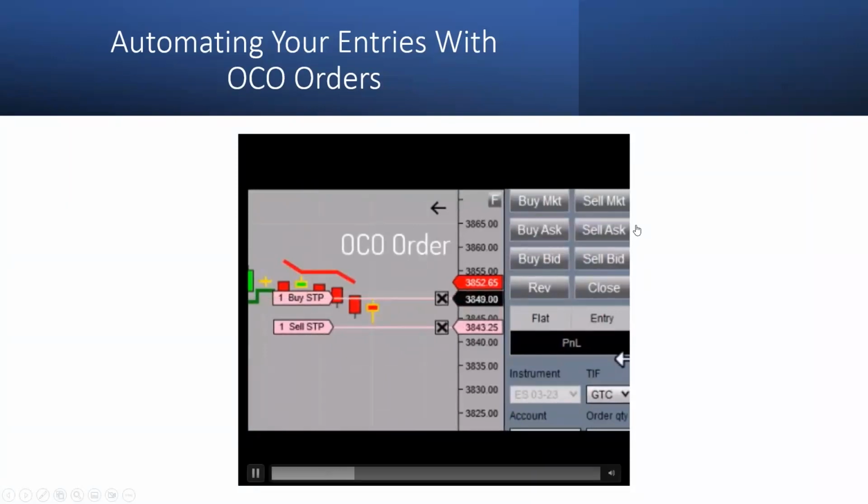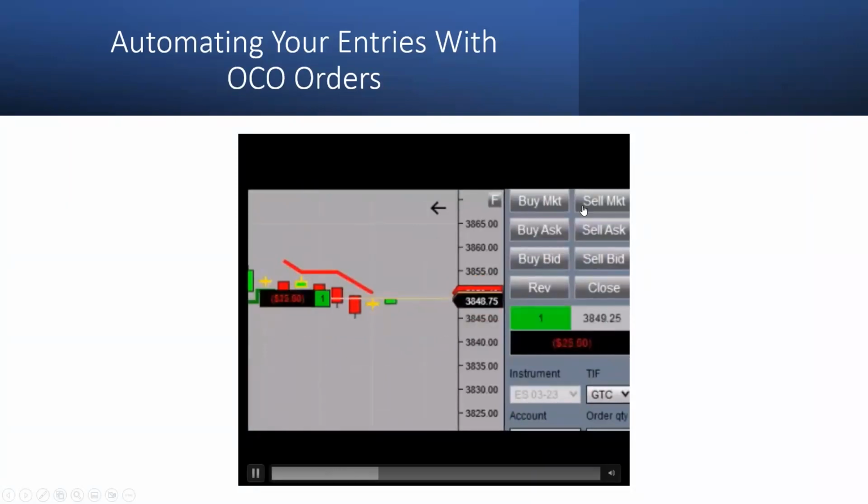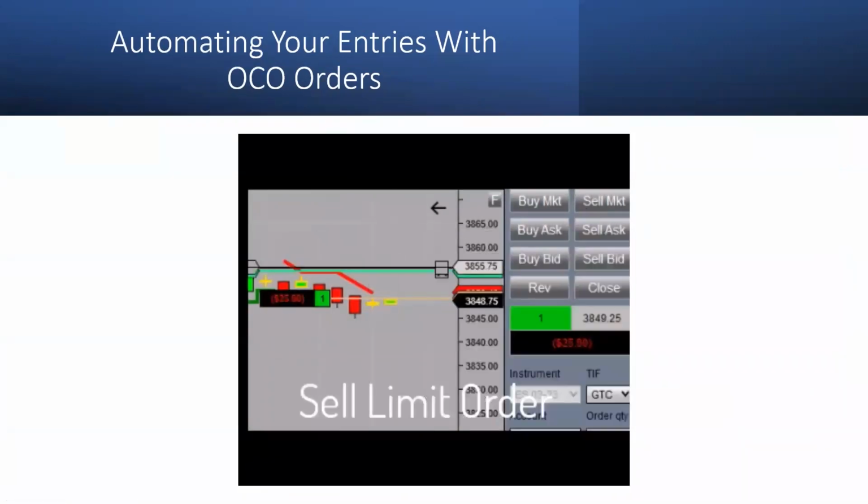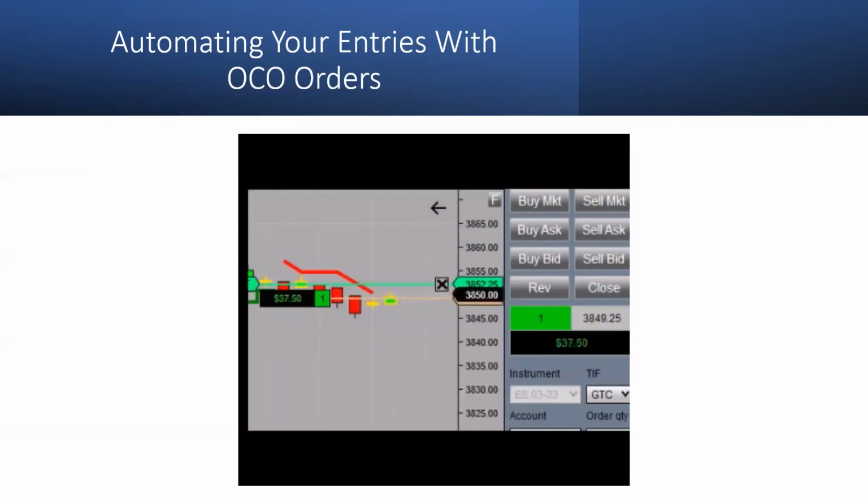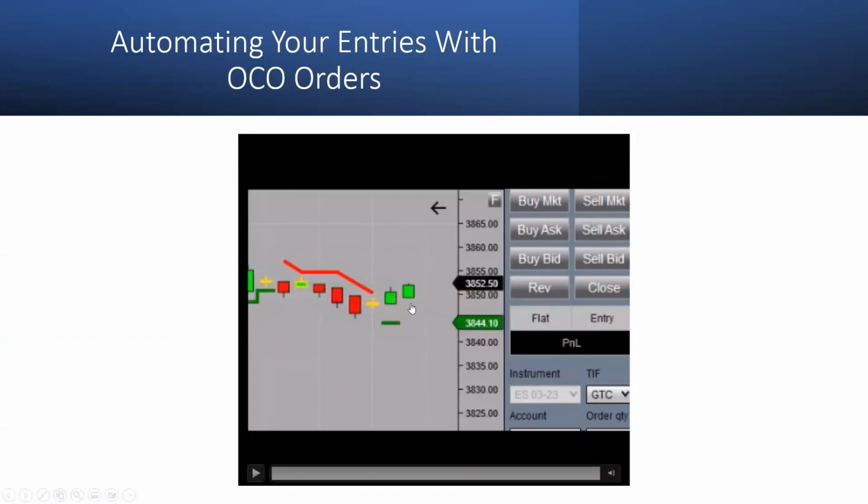Now, here's a case where we put in an OCO order. Now, OCO stands for one cancels the other. And so the OCO order put us into a long position. And you can see the green line is our profit target. All right, so the OCO order is a way that you can enter trades on these consolidation breakouts. You can see we had the consolidation bar, broke above it, and made a move higher.